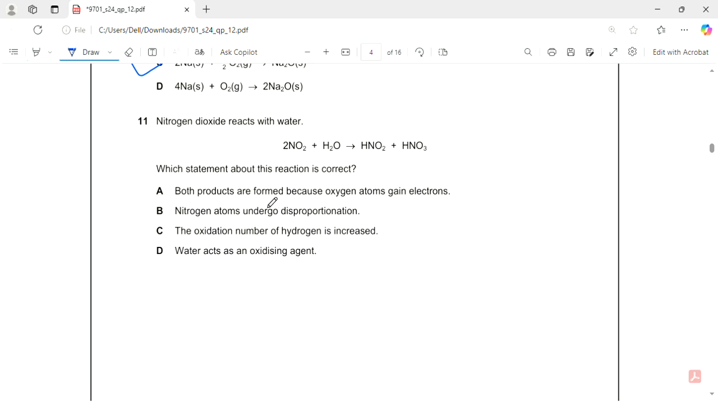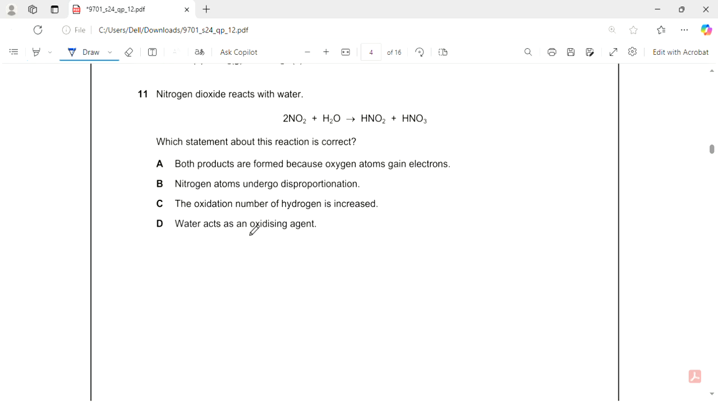I'm reading. Option B is likely to be correct, but I'm also focusing on C and D. Let's see what is here. The oxidation number of hydrogen is increased. I don't think so. No. Water acts as an oxidizing agent. No. So option B is the only answer. It is the best answer. Move to the next part.